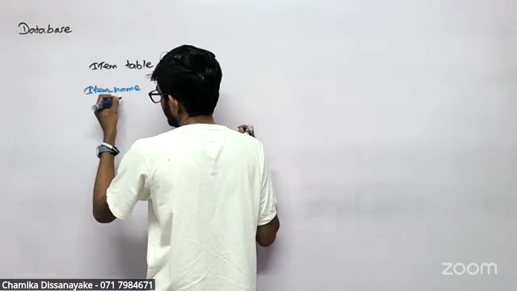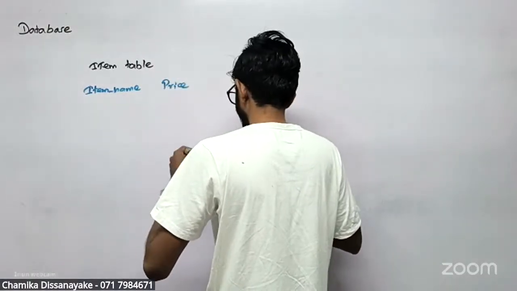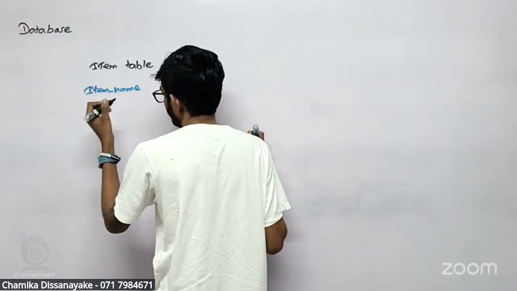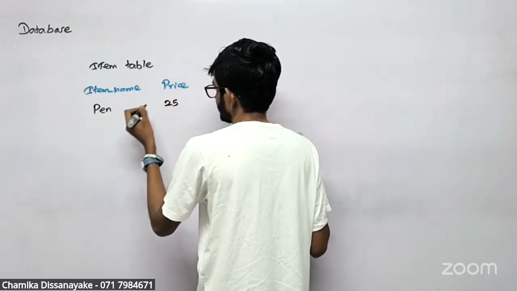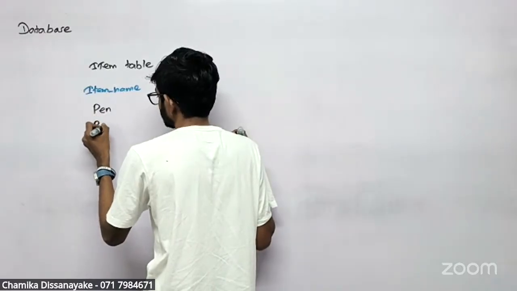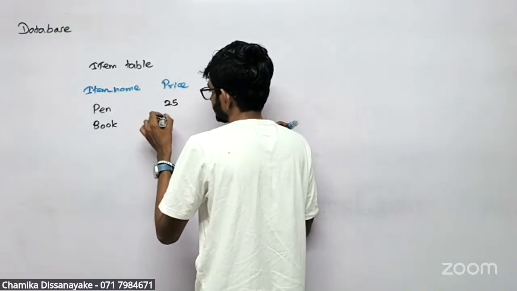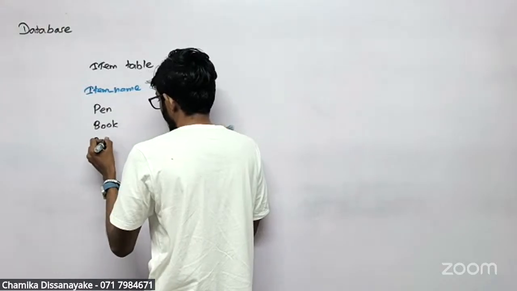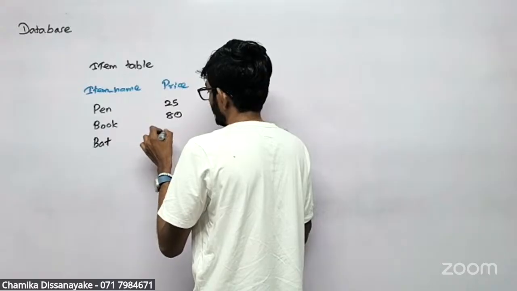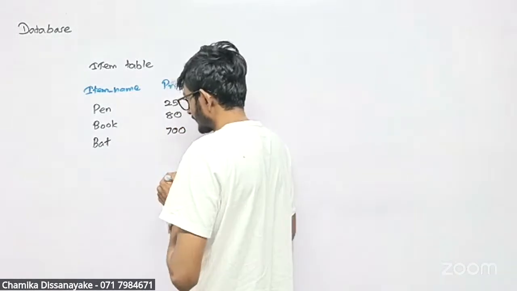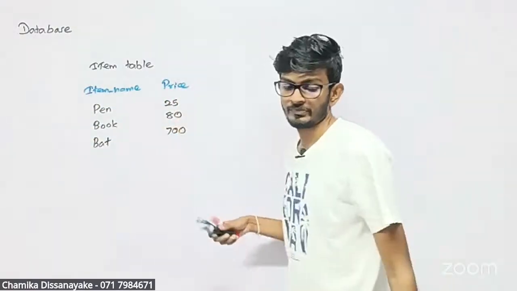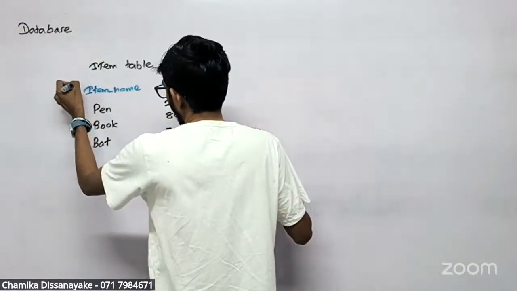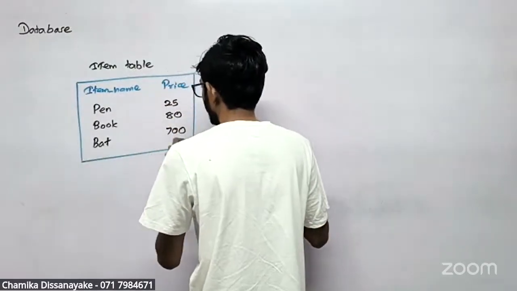So here the item name can be what? What are the items, guys? Just give me something. Pen. The price is 25. The other one is book. The price is what? 80 rupees. Then bat, in the supermarket too. 700. Likewise, there will be an item list and a price list. This is a database. This is called a database of items.